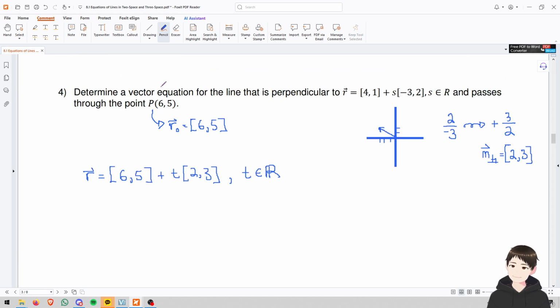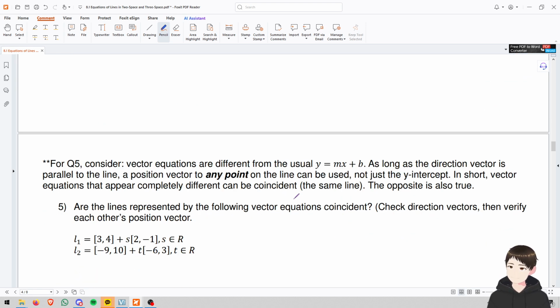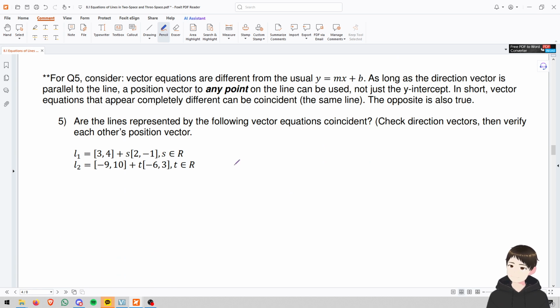Let's move on. So this question, the purpose of it was to introduce perpendicular. All the skills you've had before, you can still use. This is what it looks like vector-wise. Question 5. Here's a big one.